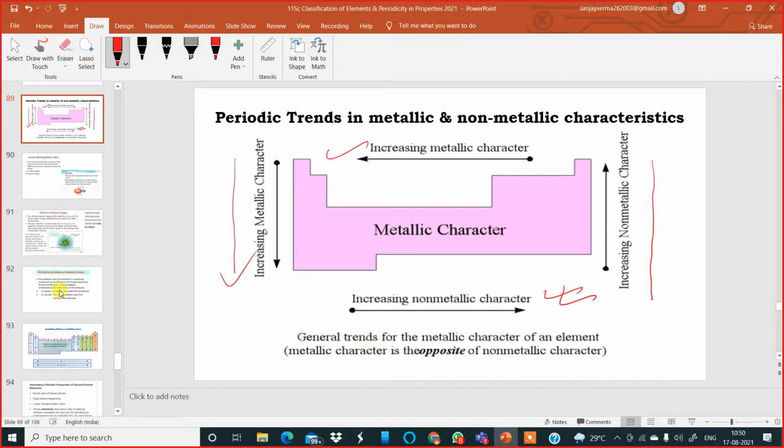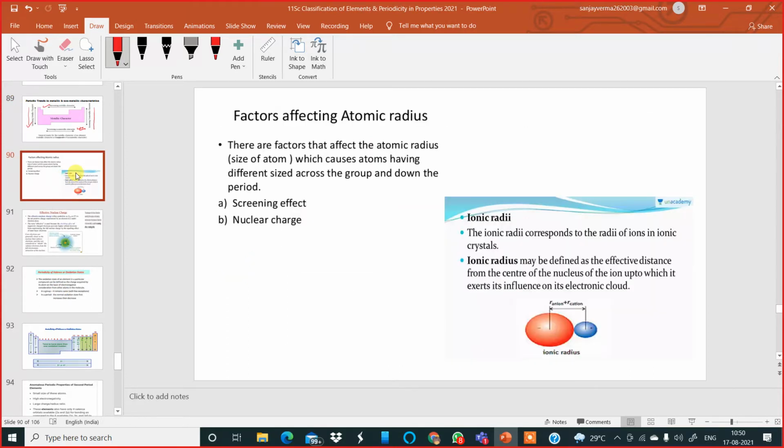So this you have to remember. Now why metallic? Why non-metallic? Metals lose electrons easily because they have lower ionization enthalpies. Whereas non-metals do not lose electrons, rather they receive electrons. That's why they have higher electron affinity values. Based on that reasoning, this variation needs to be remembered by all of us. Now come to the next slide.